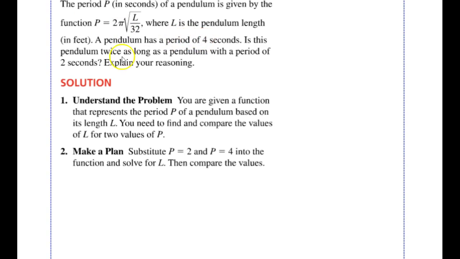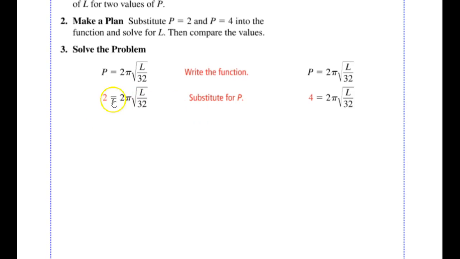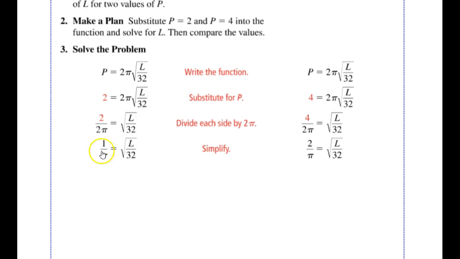The first thing we have to do is figure out what I'm doing. I was given the two different periods and I'm asked to compare them. I know that p is the period that I'm talking about. So I'm going to substitute in 2 and 4 for that p value and solve for L and compare. I write out my function, and then I substitute my p's, a p of 2 and a p of 4, and then I divide each side by 2 pi because I want to get the radical all by itself. Then I can simplify, and we always want to leave things as fractions as long as we can. Now that I have the radicals by themselves, I square each side to simplify. When I'm squaring this left side, I have 1 squared over pi squared, so I squared the numerator and I squared the denominator.